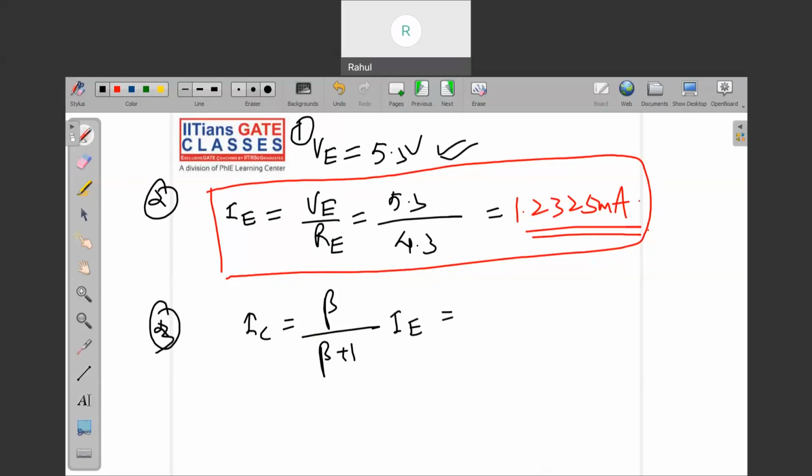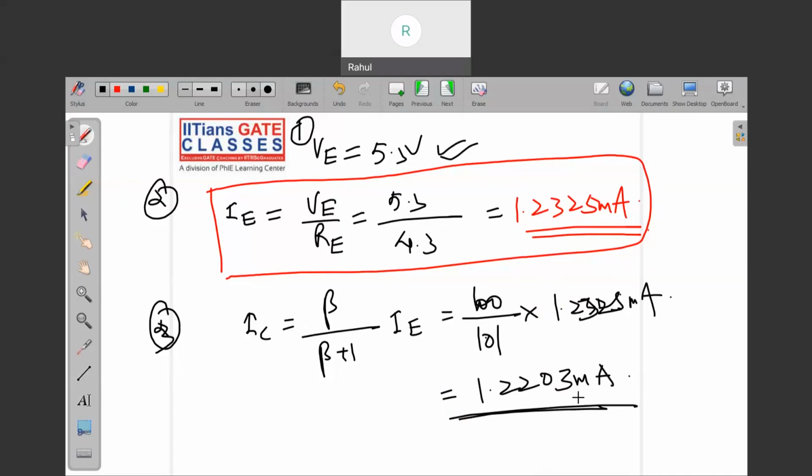So the moment you put beta 100 by 101 into 1.2325 milliampere, this is step 3, this is step 2. So the IC will be what? IC will be very close to your IE only, because beta is finite here. If beta is pretty high, then IC will be equal to the emitter current. That is 1.2203 milliampere.